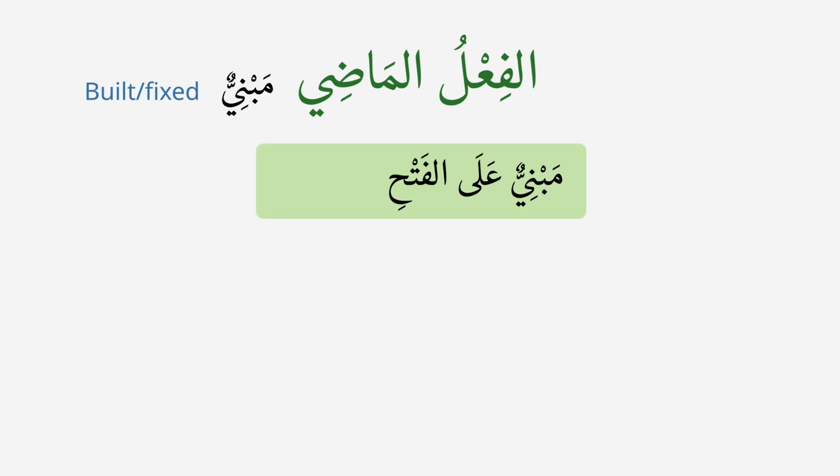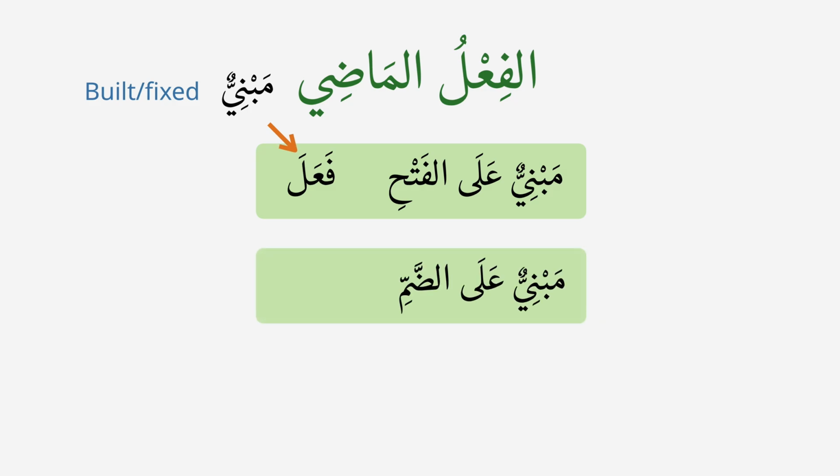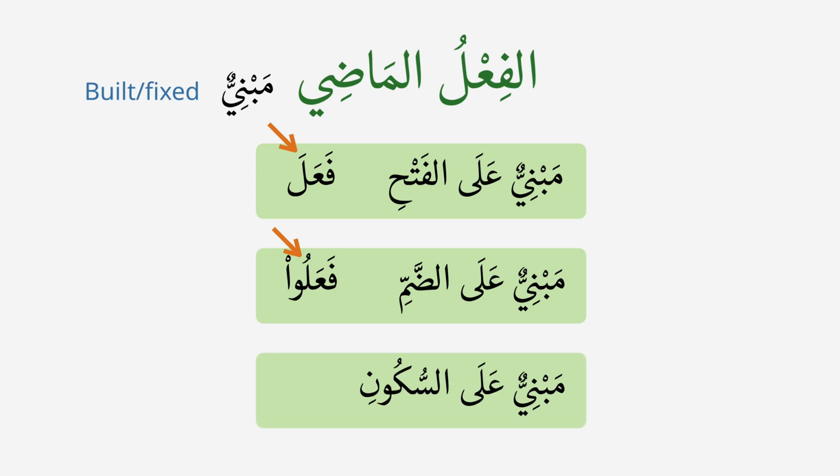In the previous lesson, we learned that al-fi'l al-madi is mabni, meaning built or fixed, meaning it has a fixed ending. So it could be mabniyun ala al-fath, as in fa'ala, mabniyun ala al-dhamm, as in fa'alu, and mabniyun ala sukun, as in fa'alta. Contrast that, al-fi'l al-mudari' is mu'rab, meaning declinable, which means it can have different endings, but with exceptions which we'll learn in this lesson, inshallah.